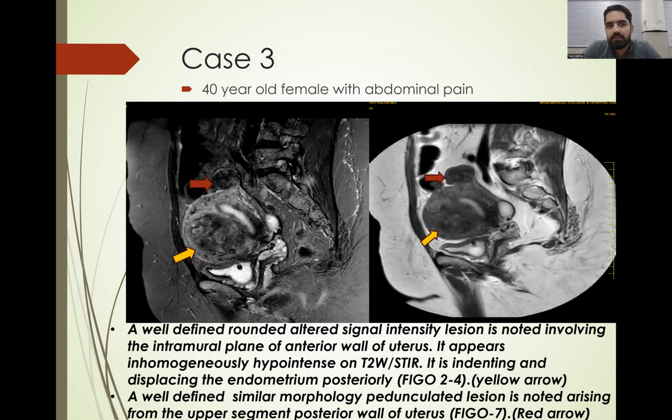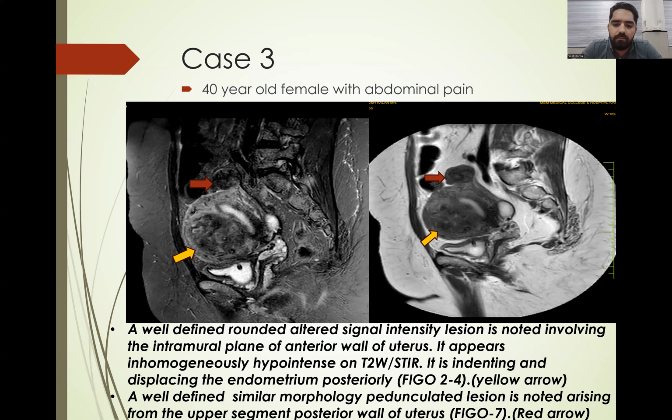And case 3 is a 40-year-old female with abdominal pain. These are the T2 and STIR sequences of the patient. You can see a well-defined, rounded, altered signal intensity lesion noted involving the intramural plane of anterior wall of the uterus. It appears inhomogeneously hypointense on T2 and STIR sequences. It is indenting and displacing the endometrium posteriorly. The FIGO classification for the fibroid is 2 to 4. It is marked by the yellow arrow in the given pictures.